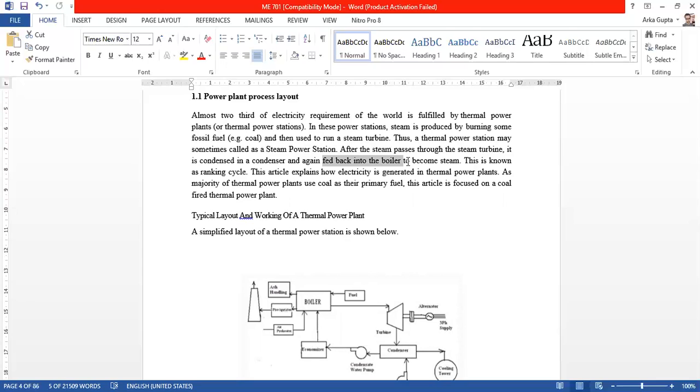One is the boiler, where the steam will be produced. Then the turbine, where by the action of the steam, the blades of the turbine will be rotated and power will be generated. After the turbine, the condenser will be there. In the condenser, steam will be condensed to water or liquid. And then the liquid will be pumped back by the pump to the boiler again. That is the cycle of a steam power plant. And this cycle is called the Rankine cycle.